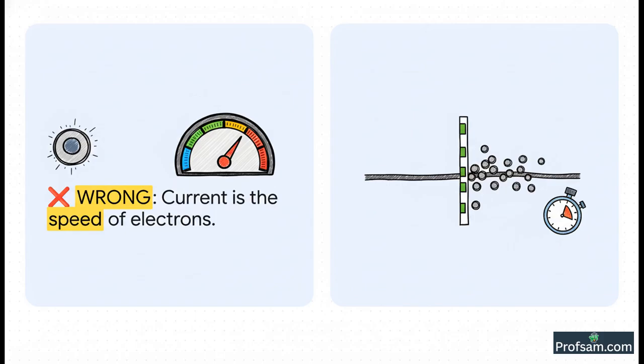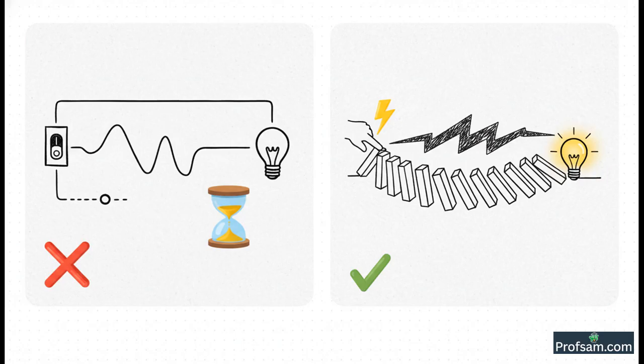And the second myth is the one we've just busted, that slow electrons must mean a slow effect. This is also wrong. Remember, the signal to move, that is the electric field, travels at almost the speed of light. It's like a long line of dominoes. You push the first one, and the last one, far away, falls almost instantly, even though each individual domino only moved a tiny little bit. The signal is fast, not the domino.